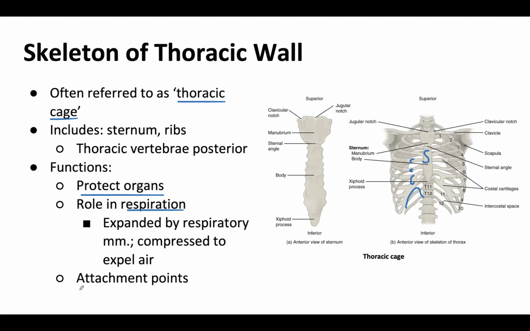Lastly, the skeleton of the thoracic wall also serves as muscle attachment points. So not only intercostal muscles, but you'll also have muscles of the upper limb that attach here, the neck, the back, and the abdomen. So a lot of muscles are attaching to this region.